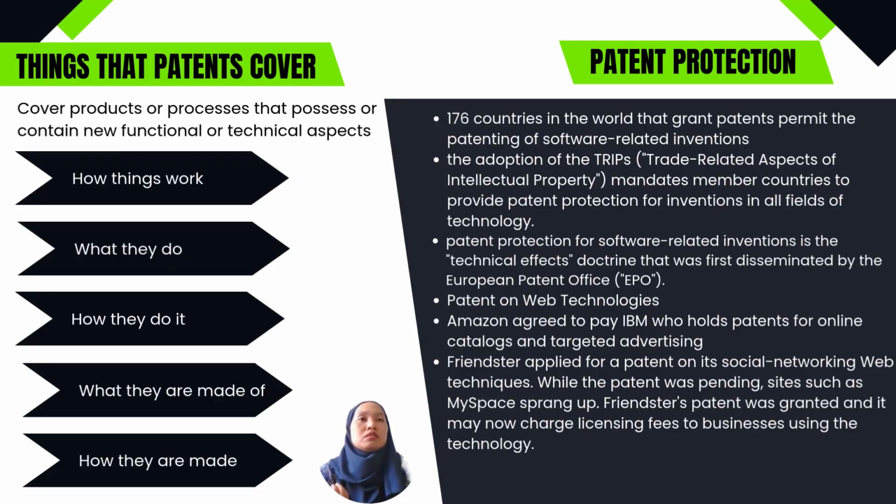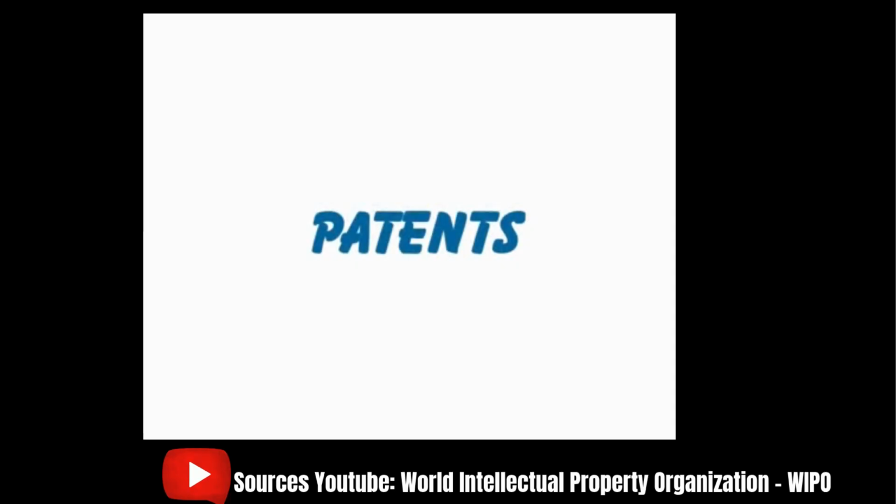Patents also have protection. There are 176 countries in the world that grant patents and permit the patenting of software related to an invention. For example, Amazon, Shopee, and other e-commerce platforms have agreed to pay IBM, who holds the patents for online catalogs, online advertisement, and also targeted advertisement.